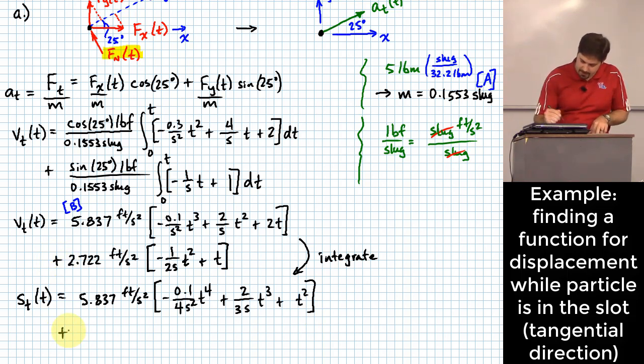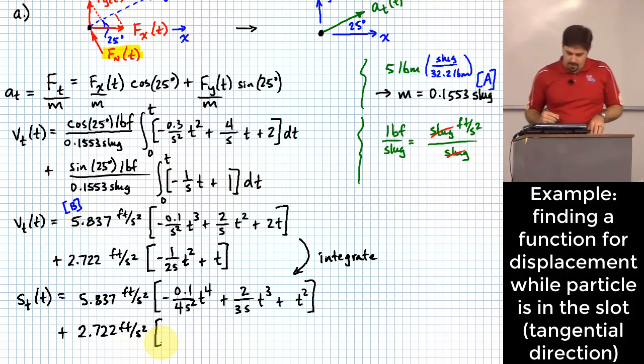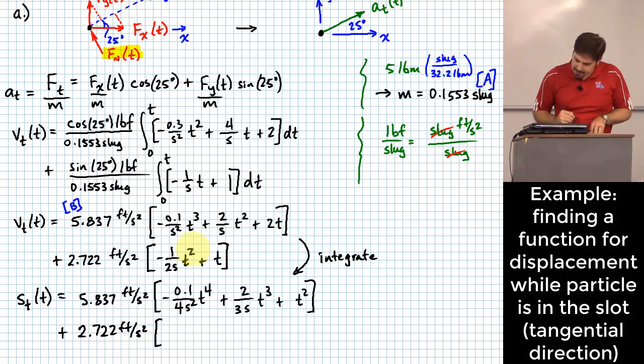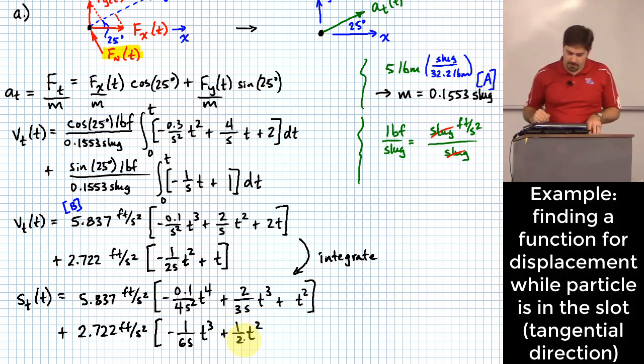The next term is still going to have that same constant of 2.722 foot per second squared out in front. And here I need to increase that exponent by 1, divide by the new exponent. That basically gives me minus 1 over 6 seconds, t cubed, plus, increasing that exponent by 1 gives you t squared, and dividing by the new exponent gives you 1/2.